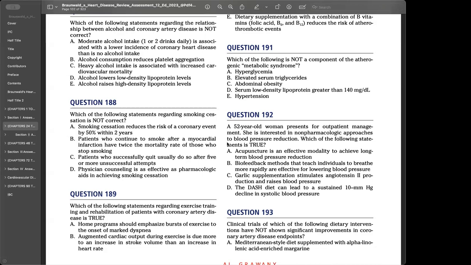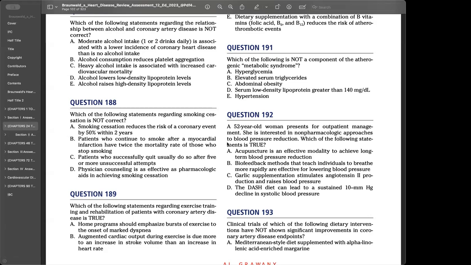From meta-analyses of some of the studies, there were variations in the results, but one thing is common: there is a significant BP reduction. What it causes is slow breathing, not rapid breathing. The biofeedback mechanism uses slow breathing. So looking at option B, biofeedback methods that teach individuals to breathe more rapidly are effective for lowering blood pressure, this is false.